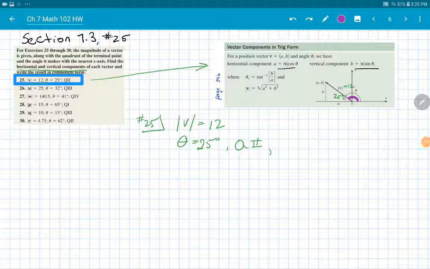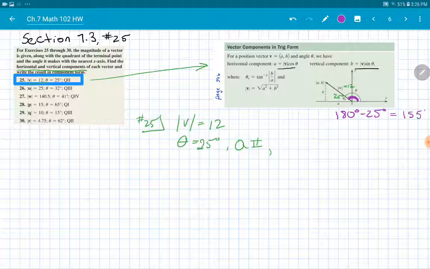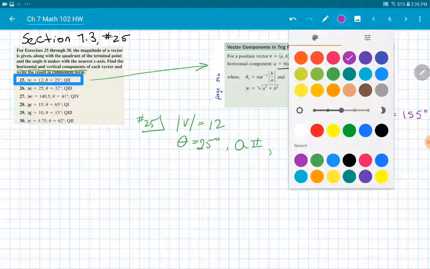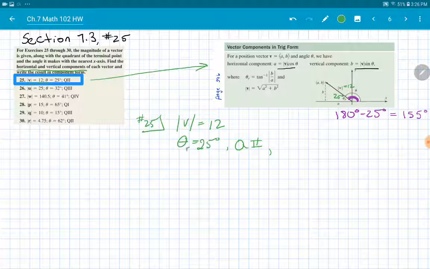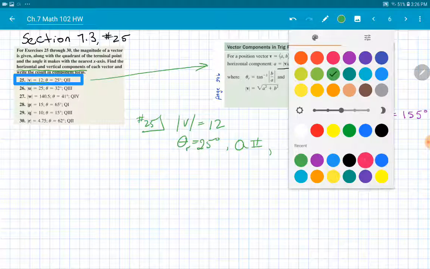Which we can find from, it's 25 degrees short of 180 degrees. So that's 180 degrees minus 25 degrees, which gives me 155 degrees. Okay, so my theta, so this is actually theta r. Keep that green. So the 25 degrees gives me the reference angle, which I could use if I look at the quadrant and the reference angle.